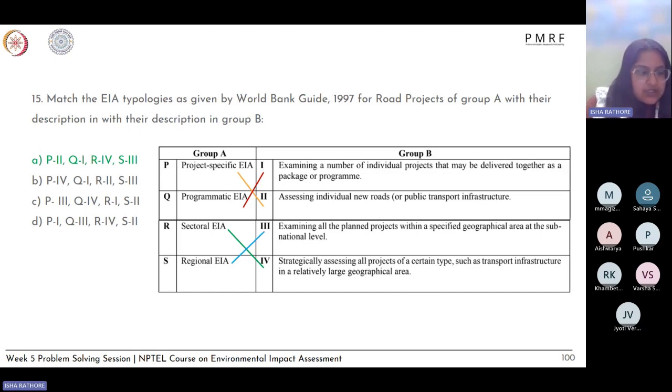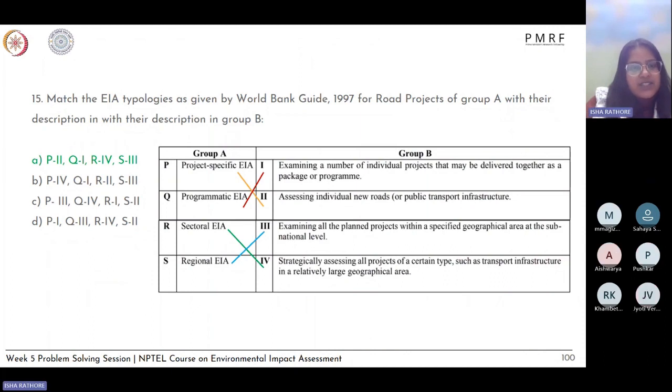So the option A, that is P matches with 2, Q matches with 1, R matches with 4, and S matches with 3, is the correct answer. So again, terminologies and descriptions. Okay, moving on to the next question.